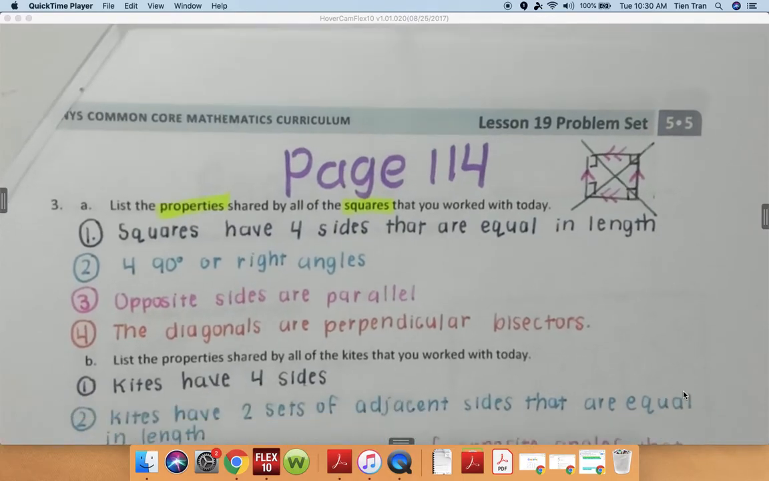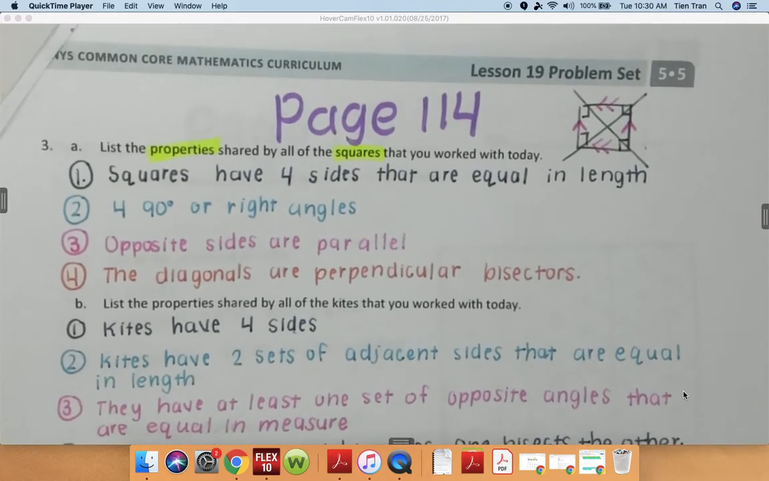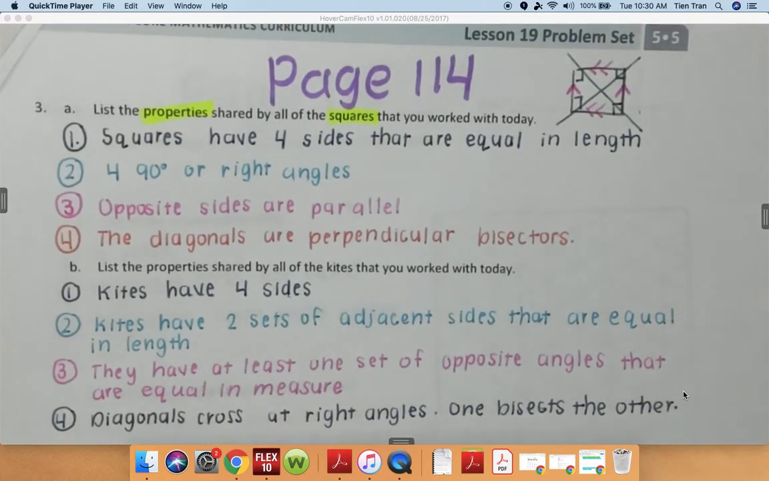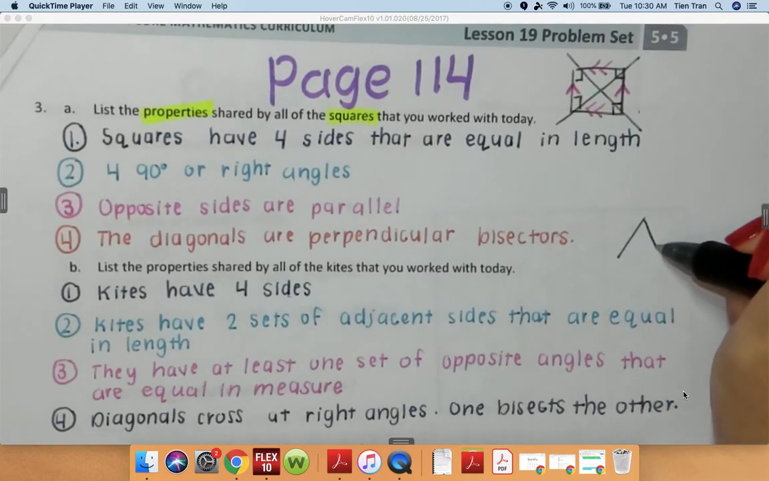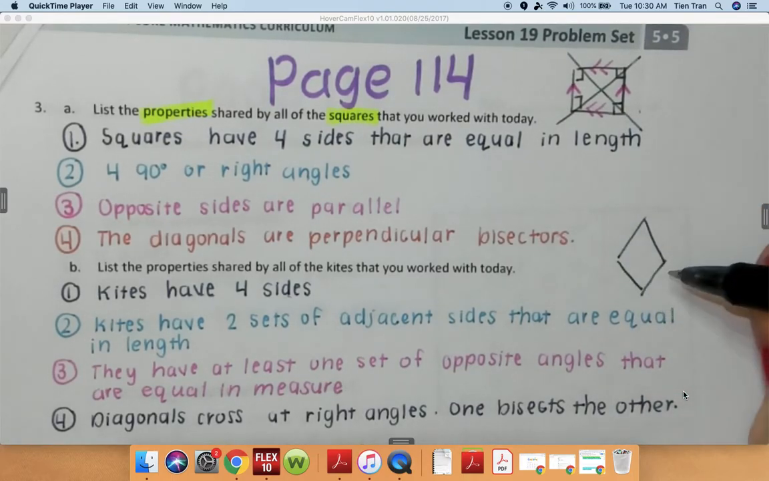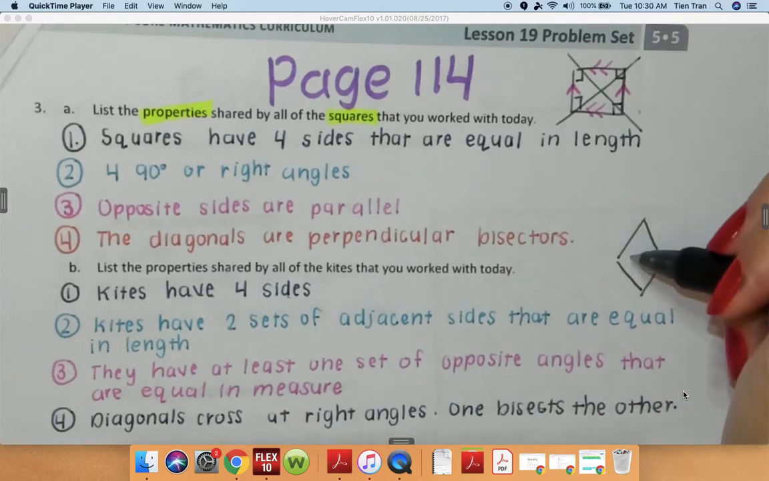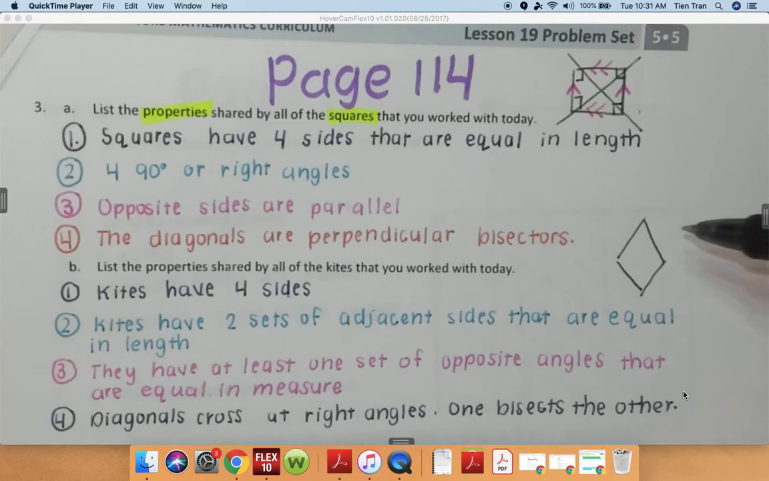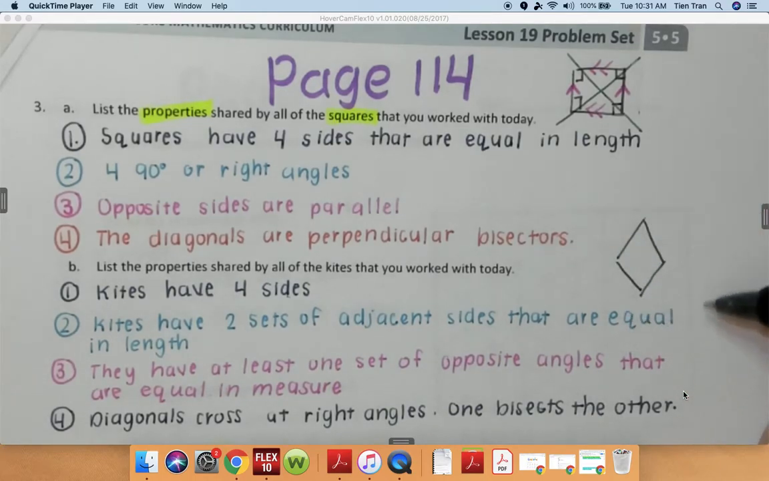Okay, for problem B, it asks you to list the properties shared by all the kites that you worked with today. So kites have 4 sides, right? So a kite looks like this. Kites have 4 sides, and you see the 4 sides, okay? Kites have 2 sets of adjacent sides that are equal in length.